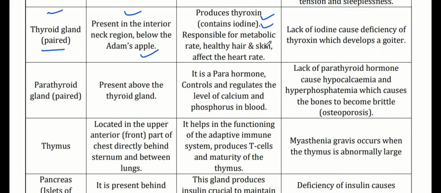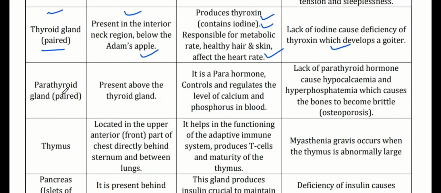It is responsible for metabolic rate, healthy hair and skin, and it affects the heart rate. If it is less than the requirement of the body, the lack of iodine causes a deficiency of thyroxine, which develops a goitre. When the thyroid gland is deficient, we get a disease called goitre. In Hindi, we call this घेघा रोग.